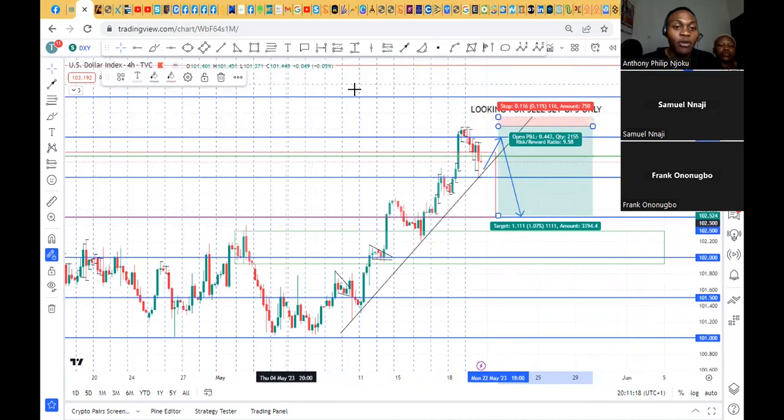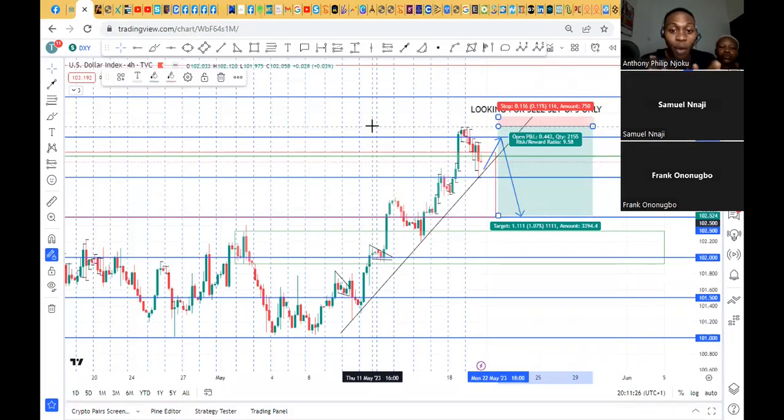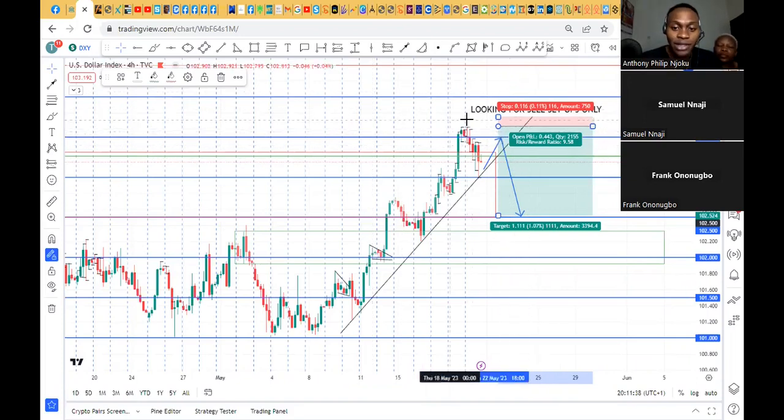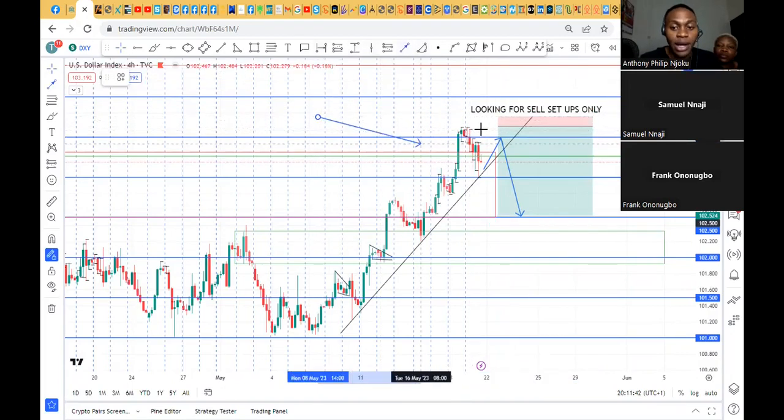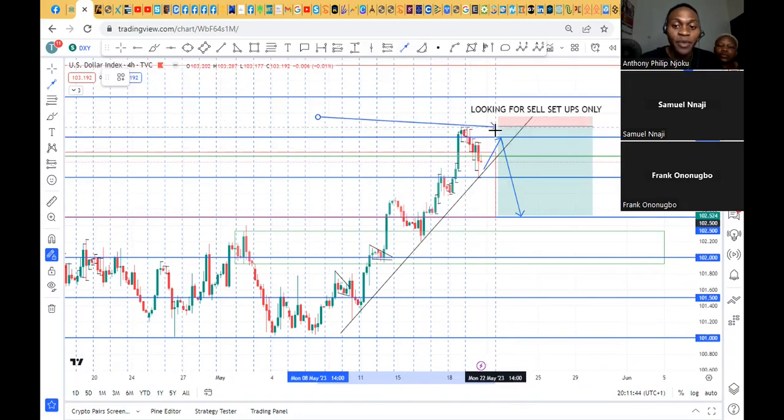If 1% of my account is equivalent to one standard lot, I'm not going to place a trade of one standard lot immediately. What I'll place is 0.5 and 0.5, because 0.5 plus 0.5 is equal to one standard lot. As soon as I place this market sell here, I want to grab the whole move.